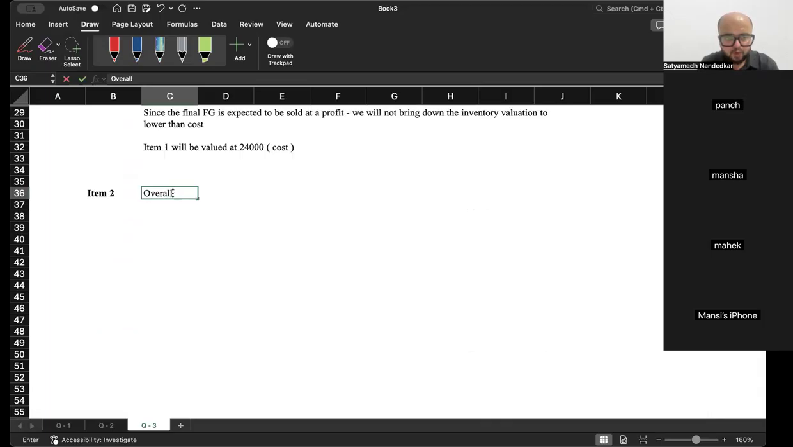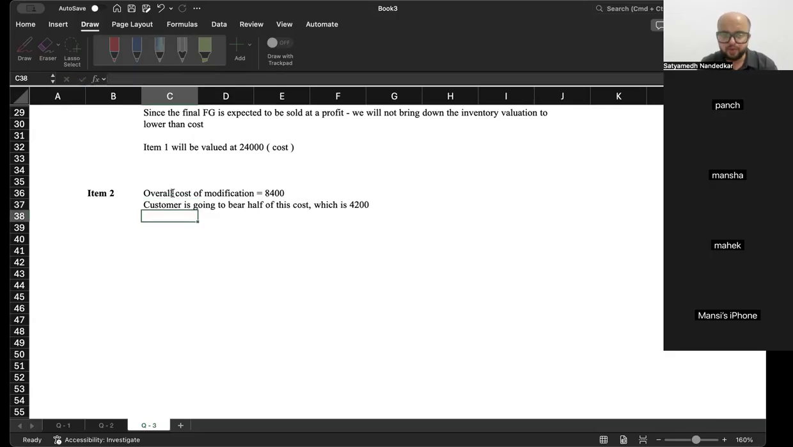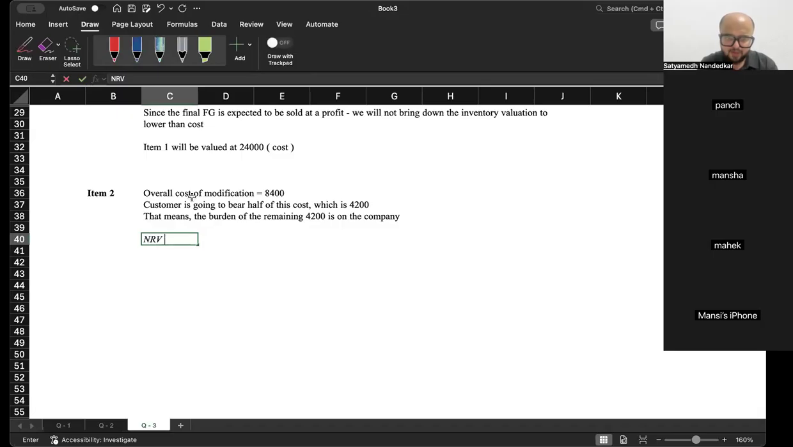Okay. Overall cost of modification is 8400. Customer is going to bear half of this cost, which is 4,200. Okay. That means the burden of the remaining 4,200 is on the company.